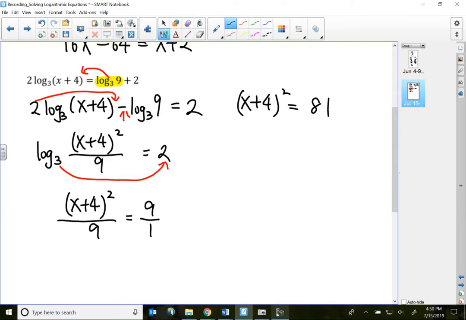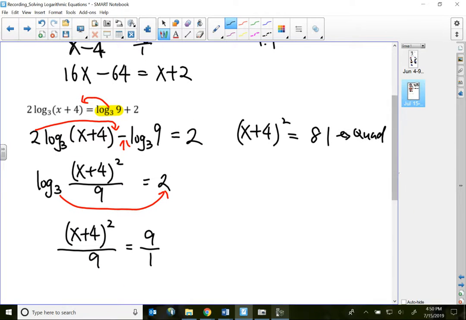I'm not going to multiply this out because right now what I got myself here is a quadratic equation with two terms. So if it's a quadratic equation with two terms, and my square term is already isolated, all I'm going to do is take a square root on both sides. So I get x plus 4 is equal to positive and negative 9.